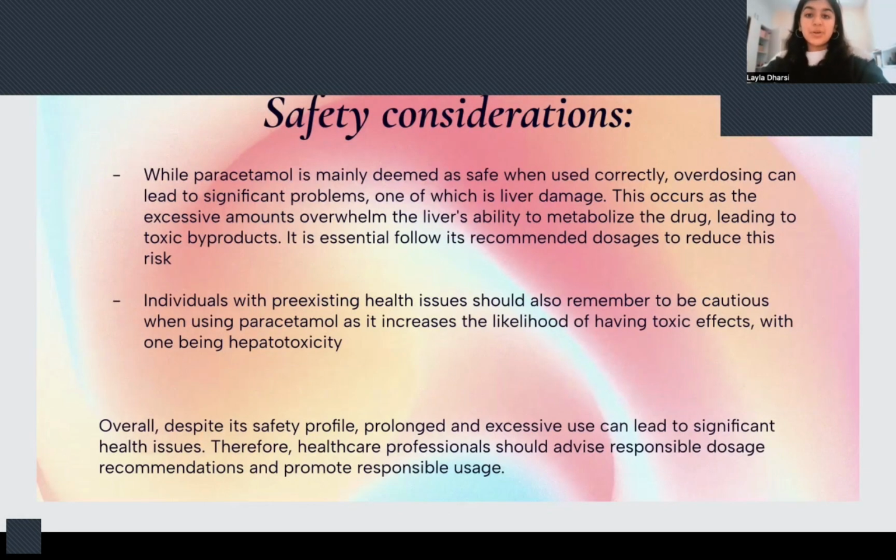Paracetamol is mainly considered safe when used correctly. Overdosing can cause significant problems, one of which is liver damage. This occurs as excessive amounts overwhelm the liver's ability to metabolize the drug, leading to toxic byproducts. Individuals who use excessive amounts of alcohol and have pre-existing health issues should also be cautious when using paracetamol, as it increases the likelihood of toxic effects, with one being hepatotoxicity, which is also another term for liver damage. With regards to its safety profile, prolonged and excessive use can lead to significant health issues. Therefore, healthcare professionals should advise responsible dosage recommendations and promote responsible usage.